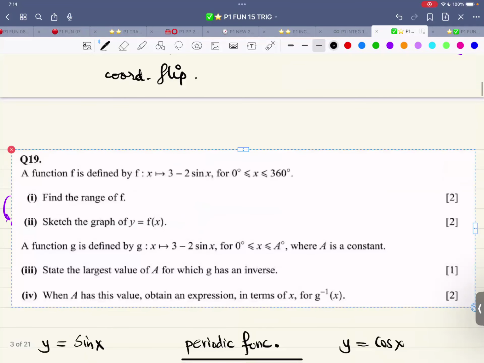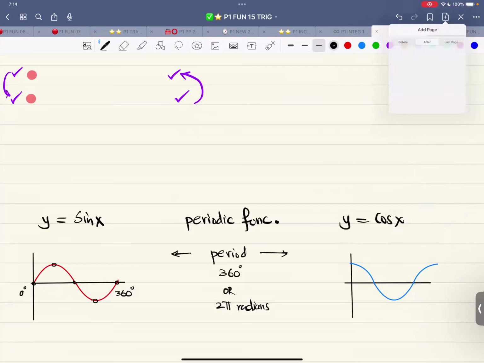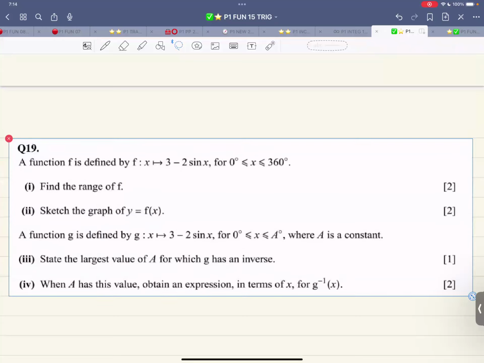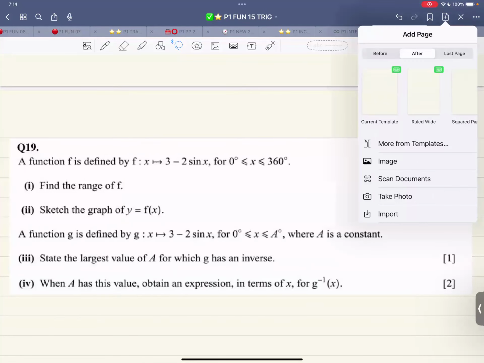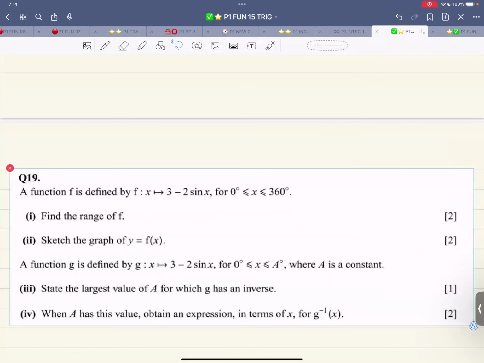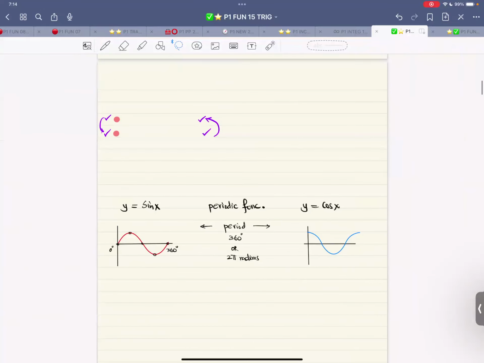So let me just copy this thing, cut this thing from here. Let me add a page. And let me also add another page. So because I think I'll be needing more space for this. And over here, let me just erase this thing. And let me shift this thing up.